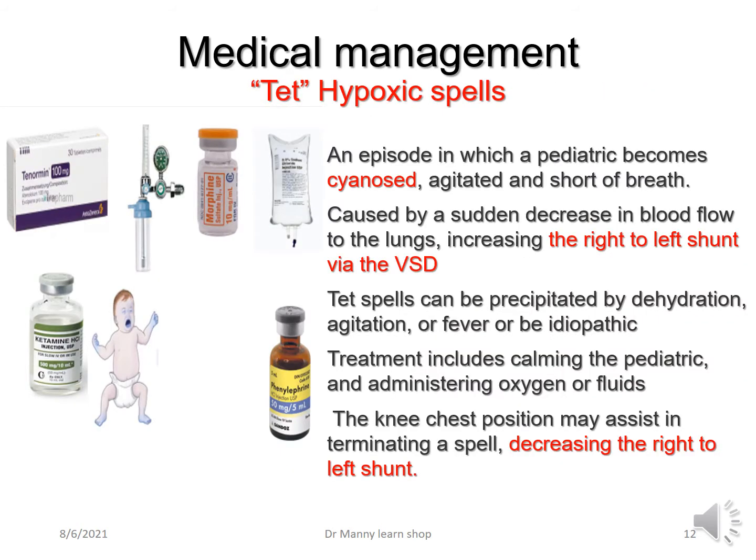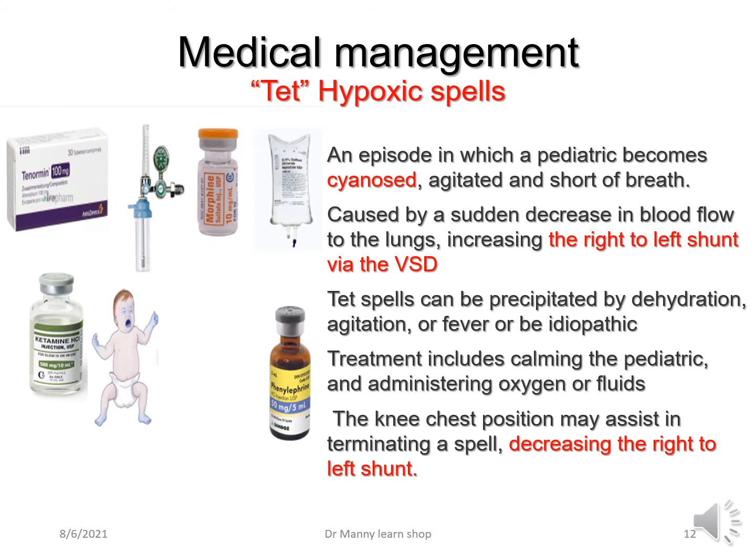In the medical management, sometimes these babies, infants, children, pediatrics, have what are called TET hypoxic spells. This is an episode in which the pediatric becomes severely cyanosed, very agitated and short of breath. And this is caused by a sudden decrease in blood flow to the lungs, increasing the right to left shunt via a VSD or an ASD or both.